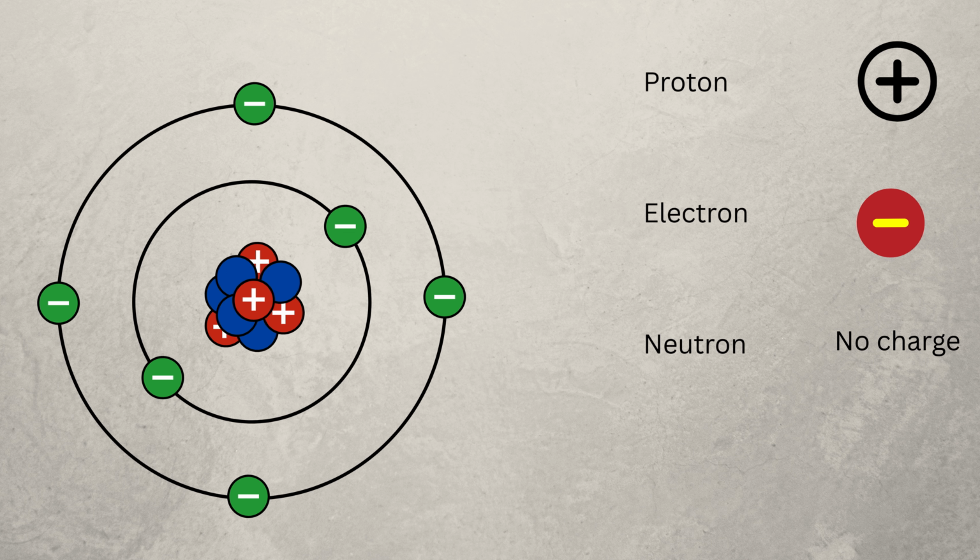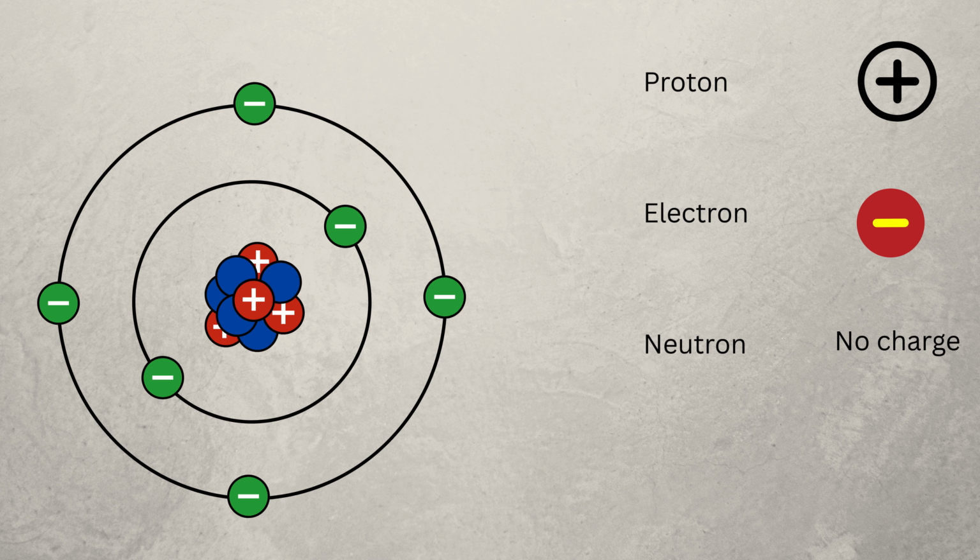Where does the charge come from? All matter is made up of tiny particles called atoms. Atoms contain protons, that is positive charge, electrons, that is negative charge, and neutrons, that is neutral, no charge. Usually, an object has equal numbers of protons and electrons, so it's electrically neutral.